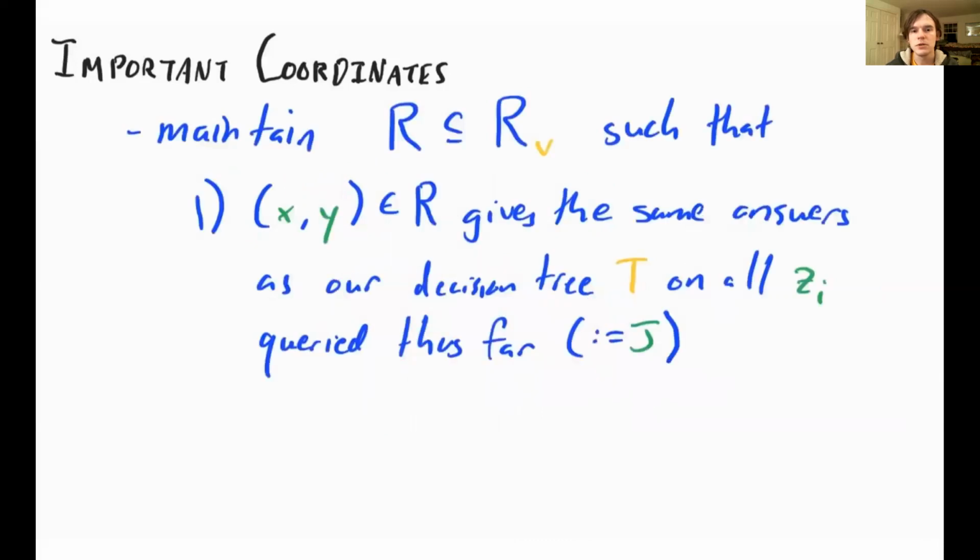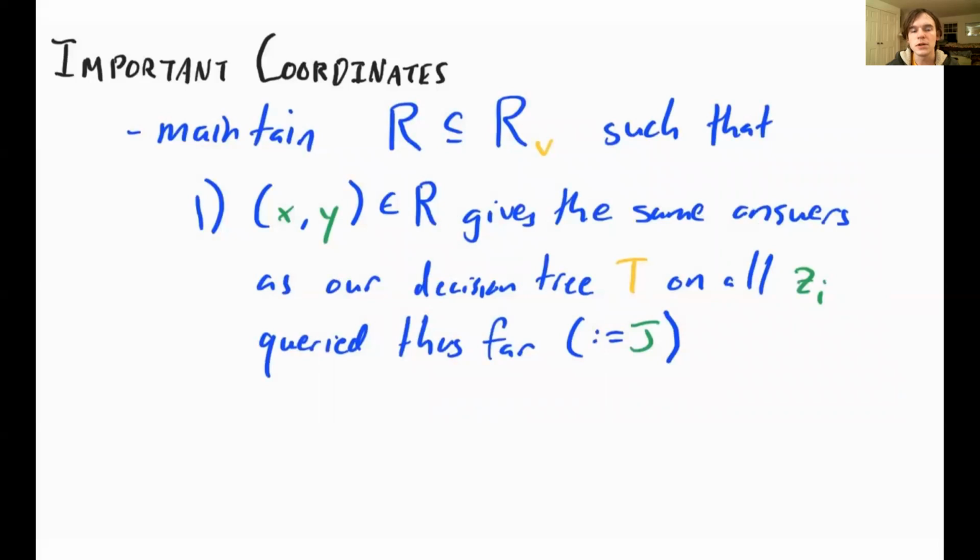And so then our central subroutine is going to be that we have the rectangle R_v associated with the node v in the communication protocol. And then we're going to be maintaining our own rectangle inside of it. And that rectangle is going to have all the nice properties we want.